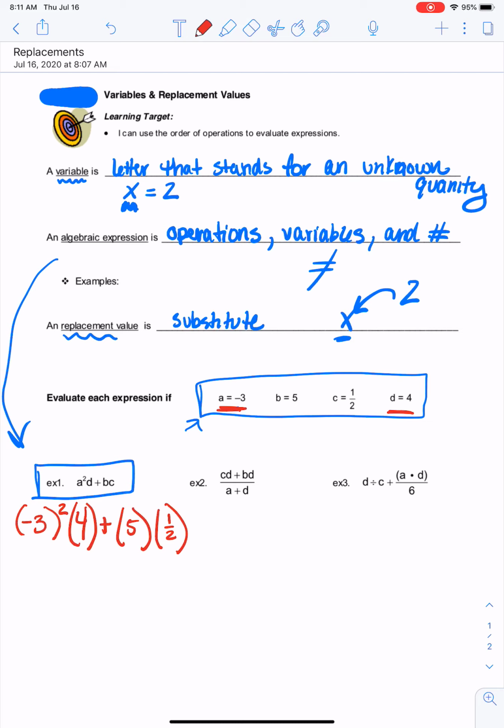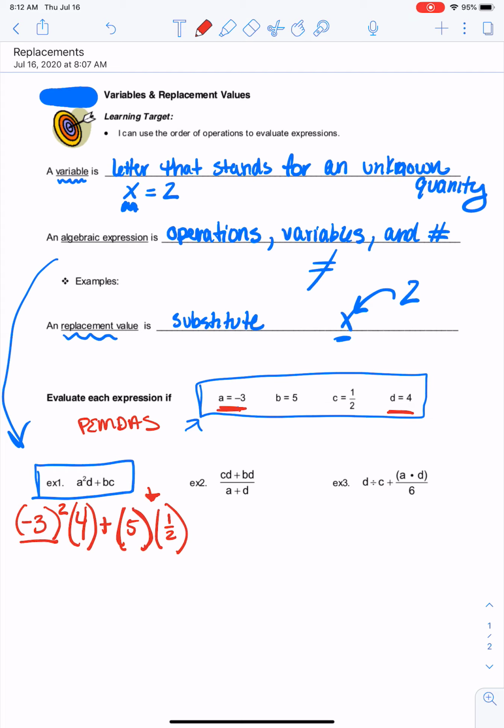Okay, so the reason I do parentheses is because remember, anytime I see parentheses next to each other or next to a number, that's going to tell me to multiply. So it's important for me to keep that in mind. If I didn't do those parentheses, this would look like 5 1/2. So be very careful of that replacing. So I'm going to follow order of operations, so PEMDAS now, to simplify this expression.